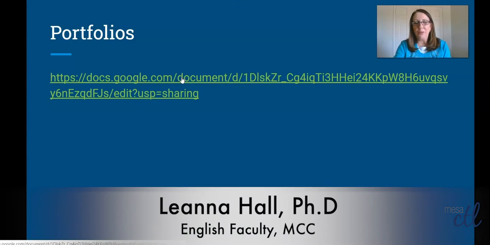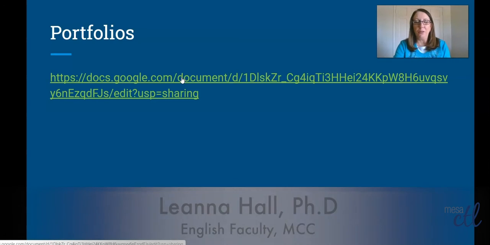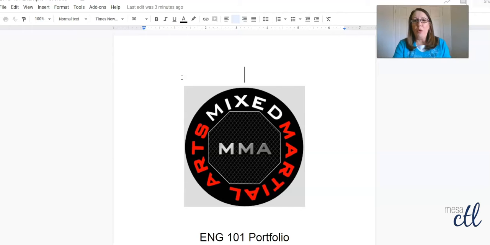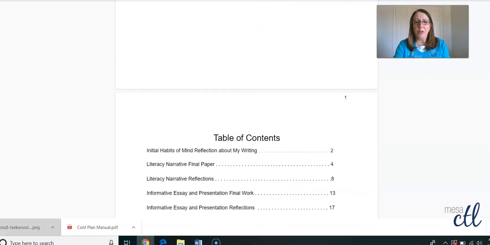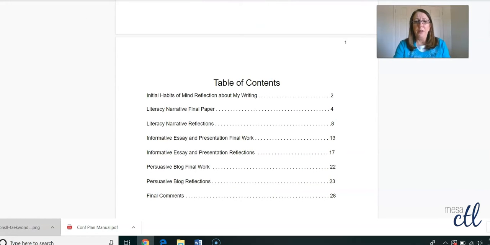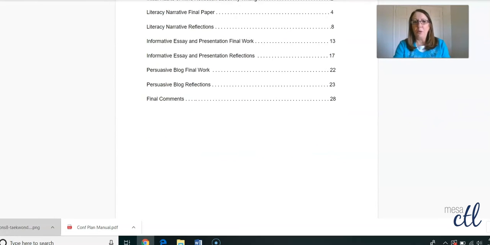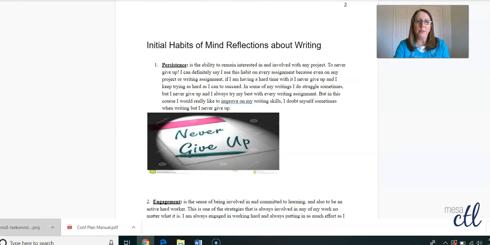The part about portfolios is that it provides a breadth of information that you can use to assess learning. I provided them with a template of what their portfolio would include. Then I provided them with a table of contents that they filled out, which basically allowed them to develop their own fully developed document.